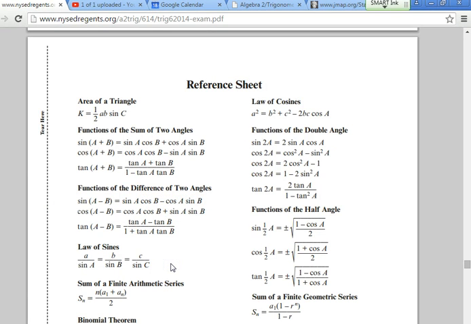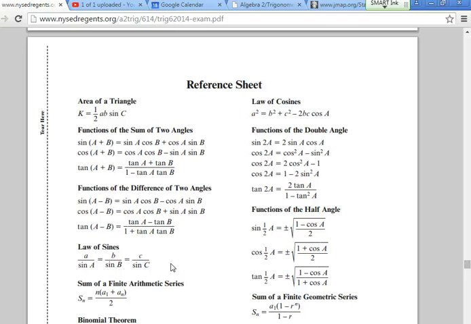Alright, so here's your double angle. I think that's everybody's plan. I'm not even looking at it, I'm just studying them all.